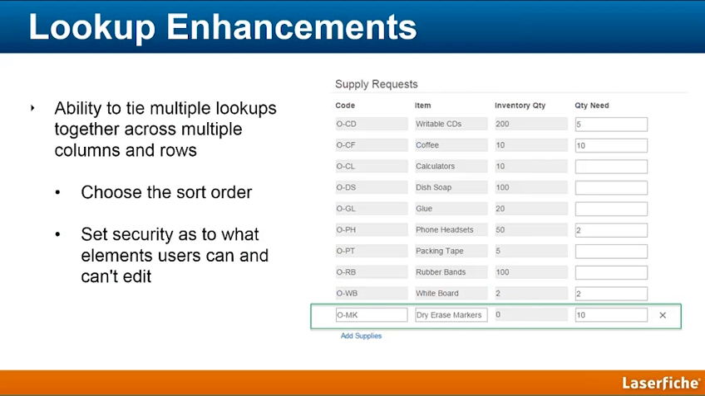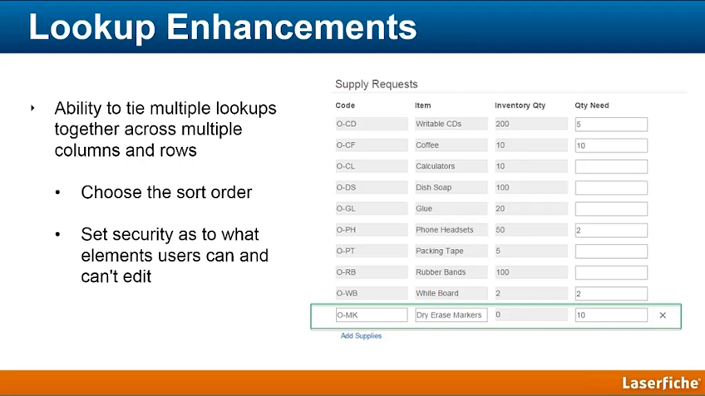All right, so the next feature we'll be diving into, let's talk about some enhancements in lookup lists from external data sources. This is made to be a lot more flexible in Forms 10. You have the ability to tie multiple lookups together across multiple columns and rows, and specifically choose the sort order, and provide security as to what elements users can and can't edit as well.